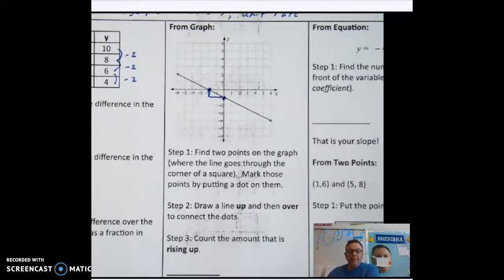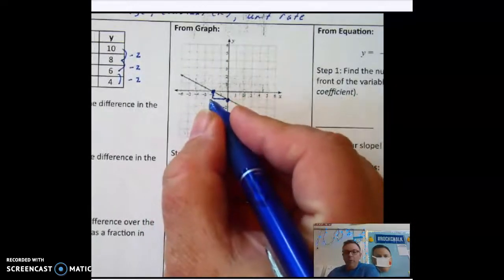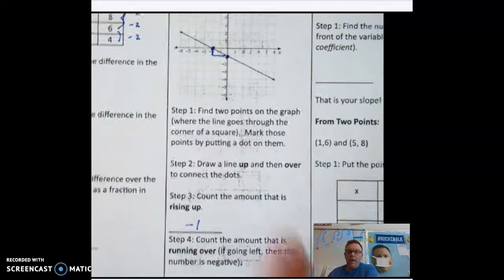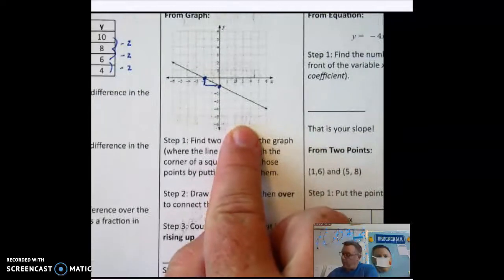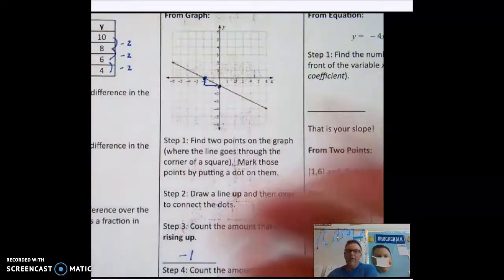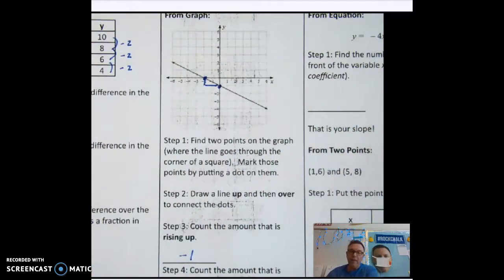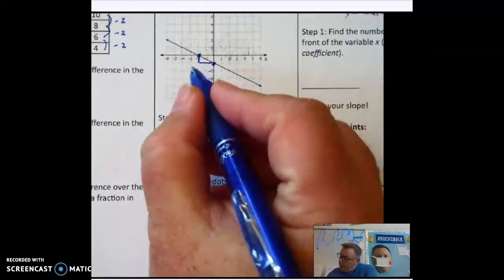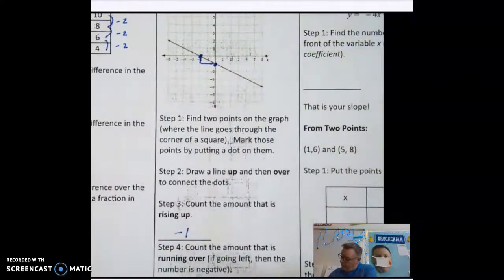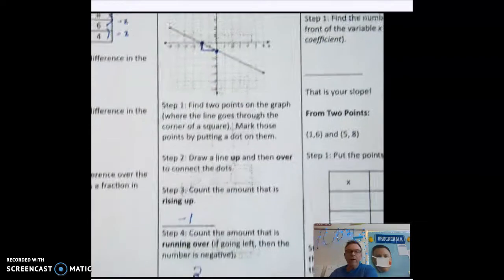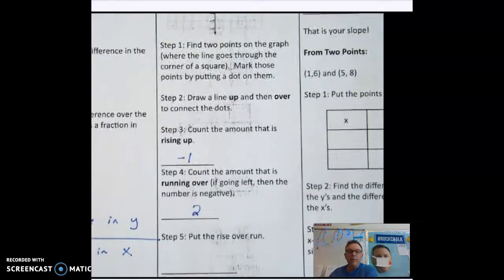So how much did it go up? Well, remember, technically, it didn't go up. It went down 1. So this is going to be a negative slope also. You can tell that the line is going down, and if the line is going down, it's a negative slope. We'll put that in our math notebook in a little bit. So that's -1, and then it goes over 2. So it runs over 2.